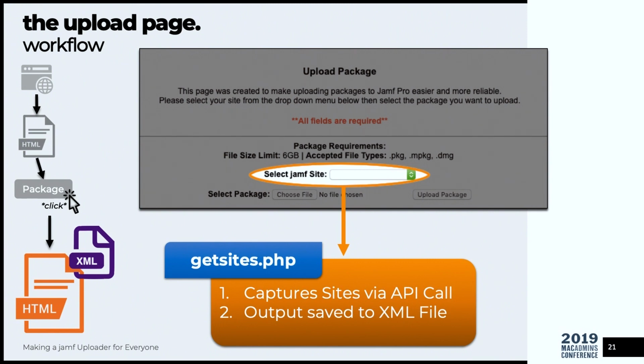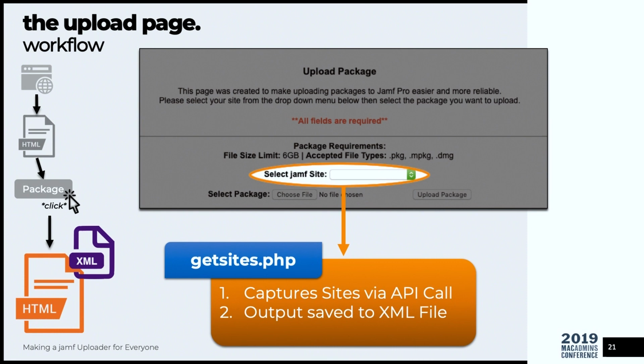Taking a closer look at the packageupload.html page, you can see the missing page is being used in the background. When we clicked on the package option, the getSites.php page ran an API call to get a list of all the sites being used. It then takes that information and dumps it into that XML file. And since this happens when the page is first loaded, everything is updated and ready for use.